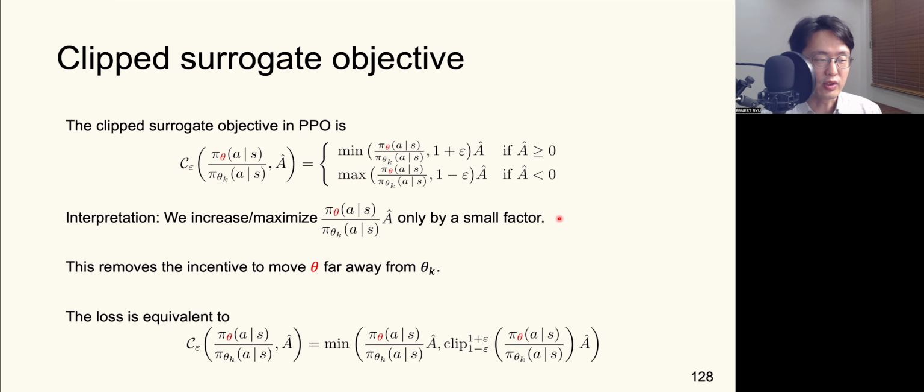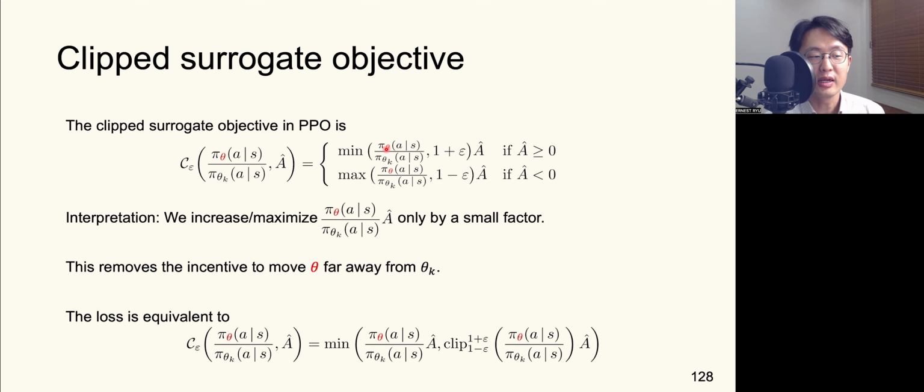Now, here is the interpretation. In our policy gradient methods, when the advantage estimate is positive, we want to make that action more likely. So we want to increase this likelihood ratio, because we want to make this probability larger. But what this clipped surrogate objective is doing is that, yes, we can and we should increase the objective, but we should increase it only by a factor of 1 plus epsilon.